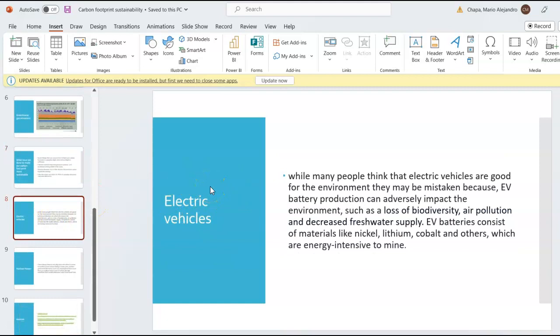Electric vehicles. While many people think electric vehicles are good for the environment, they may be mistaken because EV battery production can adversely impact the environment, such as loss of biodiversity, air pollution, and decreased freshwater supply. EV batteries consist of materials like nickel, lithium, and cobalt, and others which are energy intensive to mine.